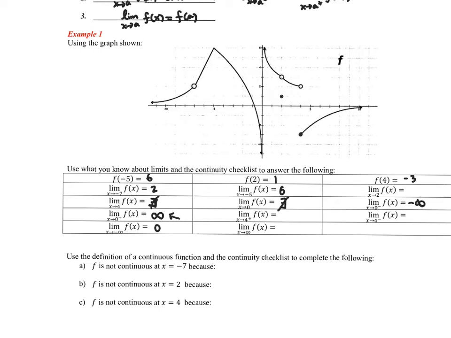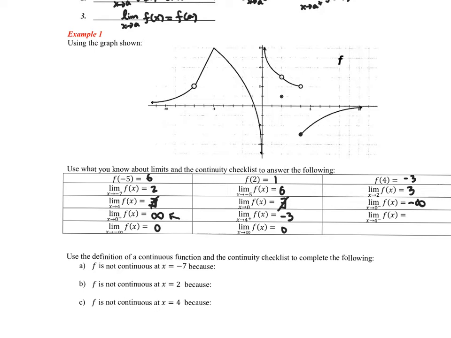Okay, let's look at the limit as x approaches 4 from the right. So 4 from the right, coming here, looks to be -3. As x approaches infinity, f of x approaches the horizontal asymptote, it looks to be right here at y equals 0. And a couple more limits. Limit as x approaches 2 of f of x, even though f of 2 is not equal to the limit, the limit still exists and therefore is 3.